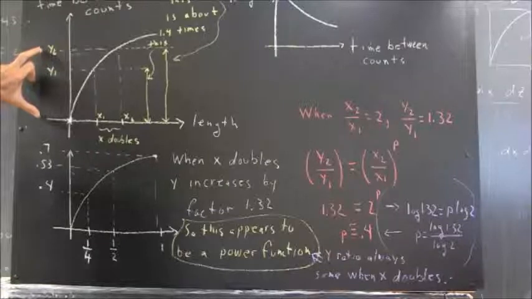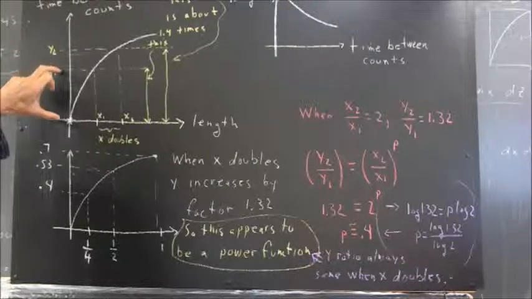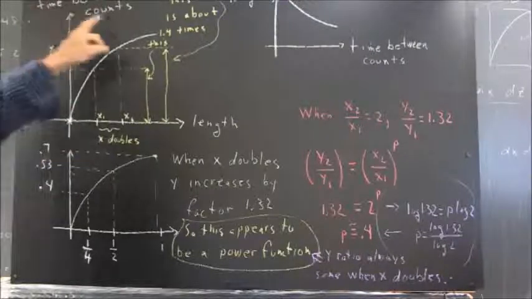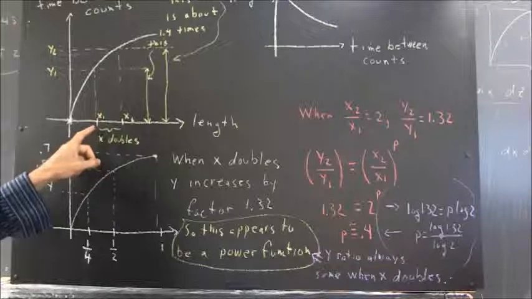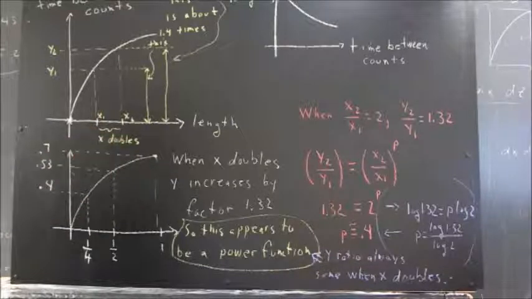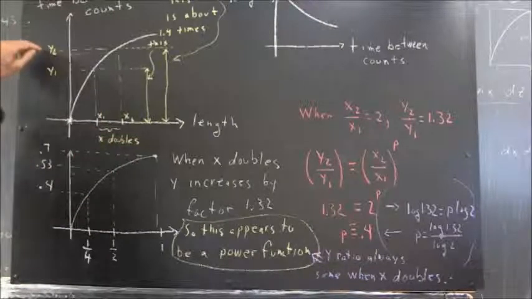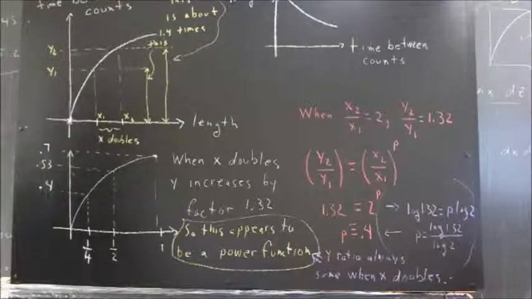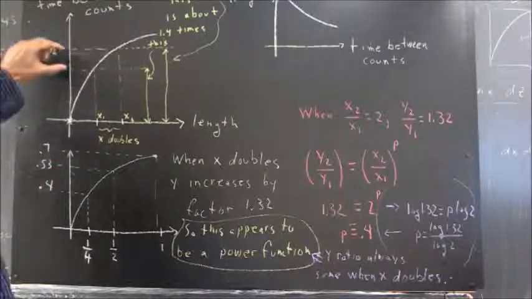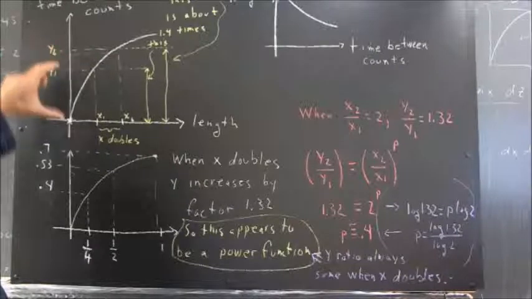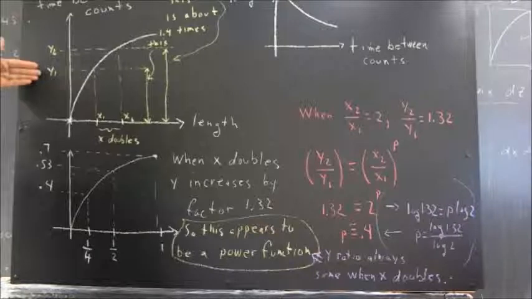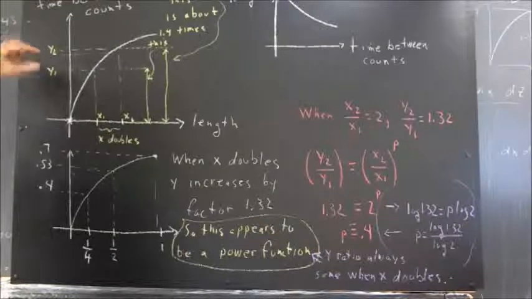So we want to know by what factor y changes between this value and this value. That is, how does the time between counts change as x doubles? Okay, well, in this case, it looks like y2 is maybe 1 1/3 times y1, maybe 1.3. Let's test that. Now, if this is 1/3 of this, well, let's see. Then that would mean that y2 is 1.33 times y1.